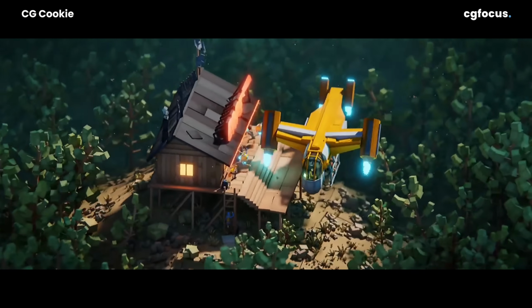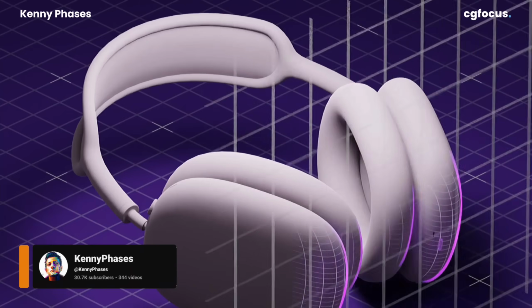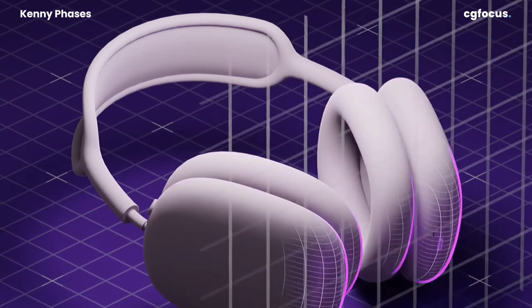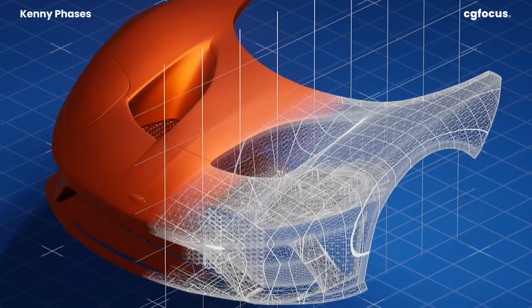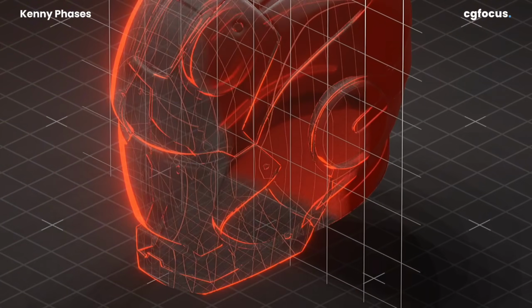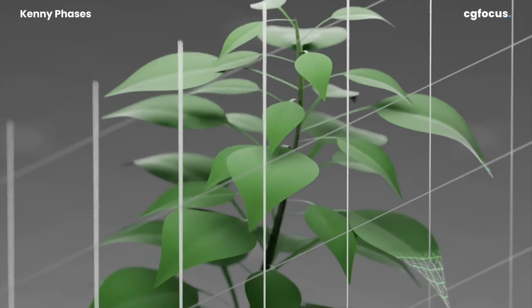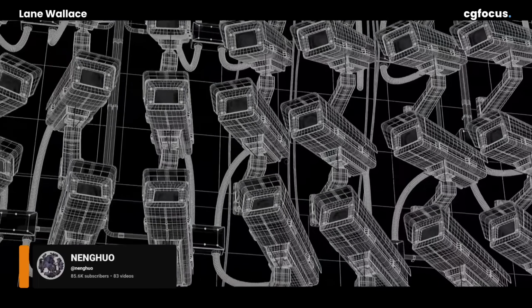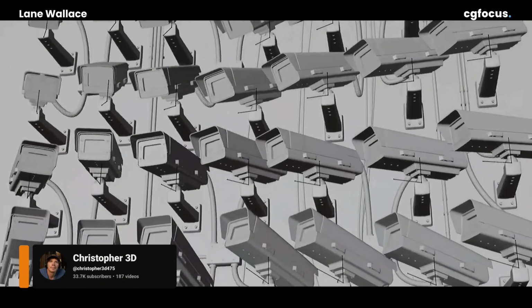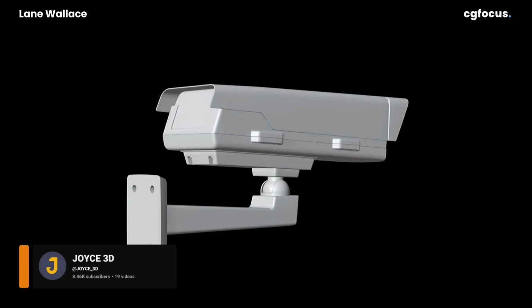But one of my favorites you should check out is Pixelways, along with Blender Bob and Kenny Phases, especially if you want to learn more advanced modeling techniques used in the film industry, which involves the practice of modeling using clean topology workflows in Blender, if that's what you are into. If that's still not enough for you, check out the CG Essentials, Blender Secrets, Nenghuo, Olaf 3D, Christopher 3D, Poly Playground, Riley 3D, and Joyce 3D.